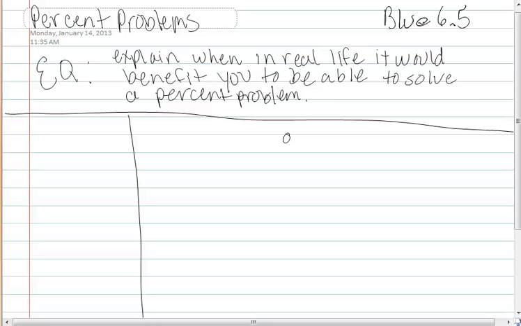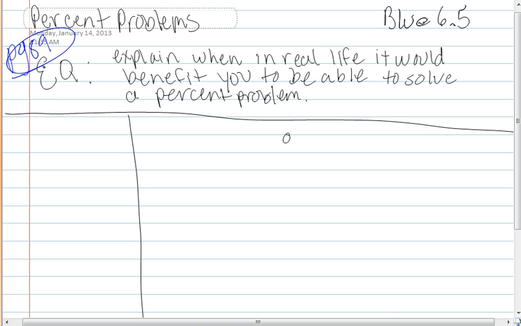Howdy everyone. Today we are doing the notes for Tuesday, January 15th. So make sure you're doing your notes in your EN on the proper page. You should be on page 89 of your EN. And this is for Chapter Blue 6.5.